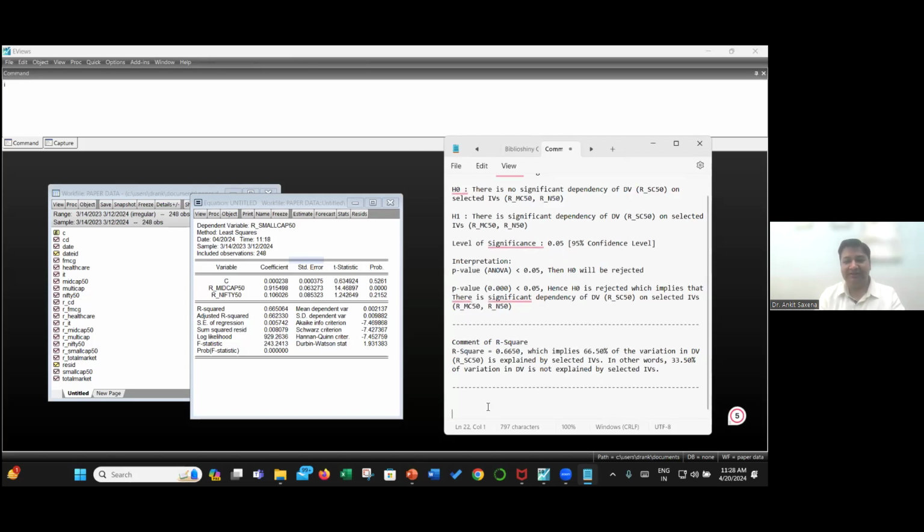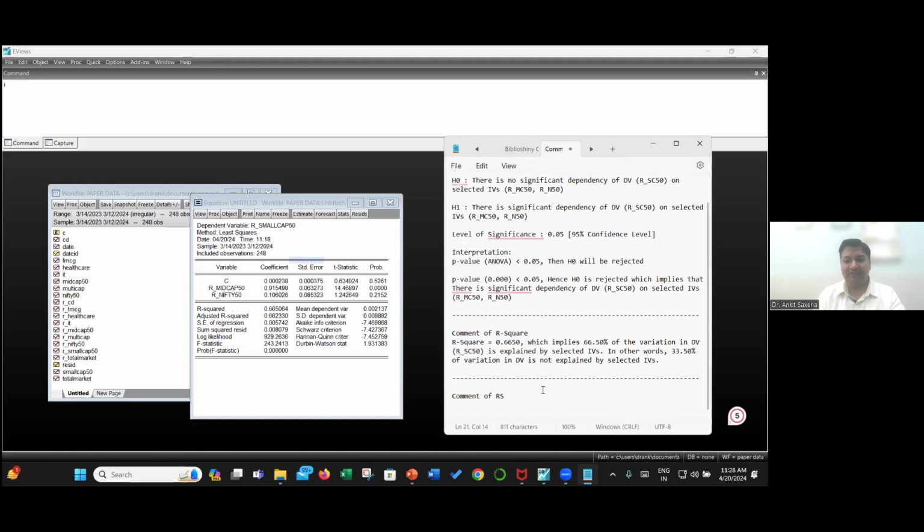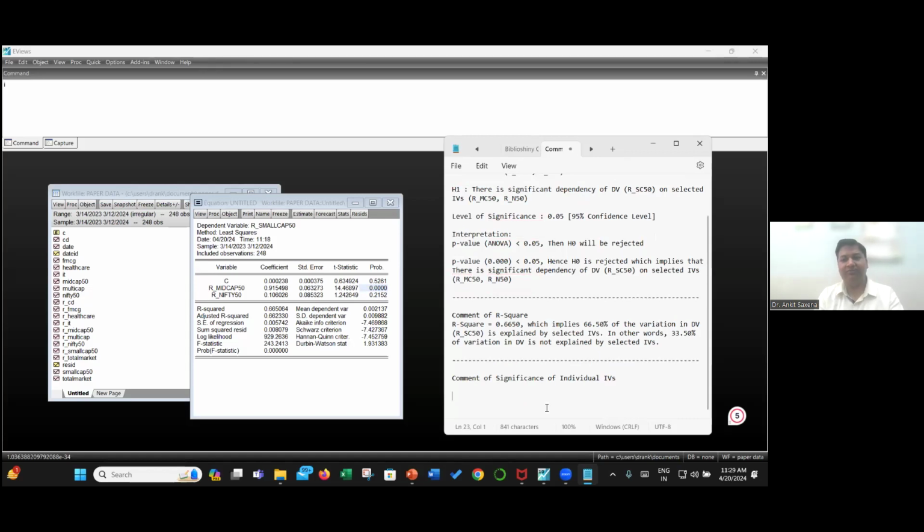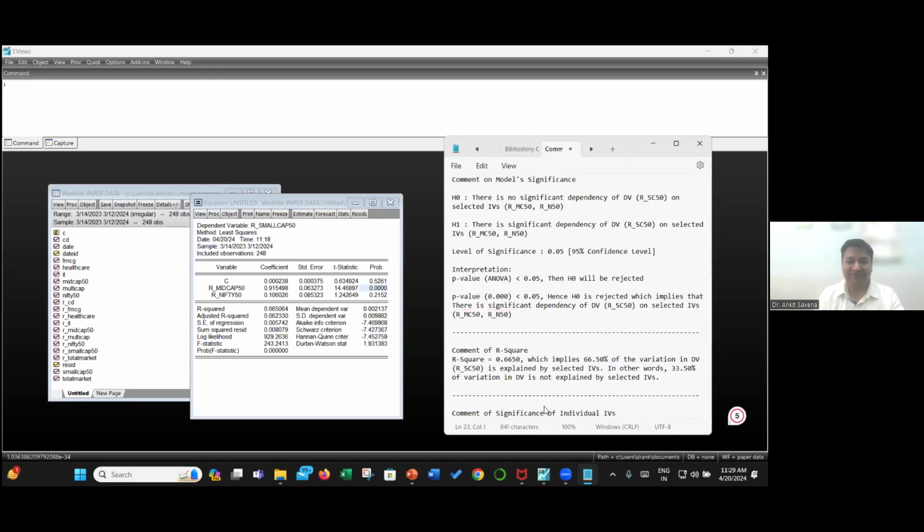Another very important thing is you have to comment on the significance of individual independent variables. As we did yesterday, here we will look at these values. The Mid Cap 50 has a p-value of 0.000, but the Nifty 50 has a p-value of 0.21. You may specify the hypothesis here.